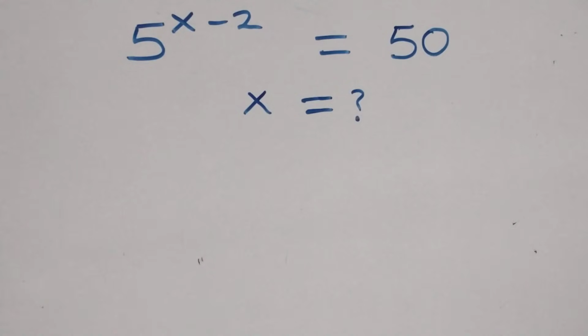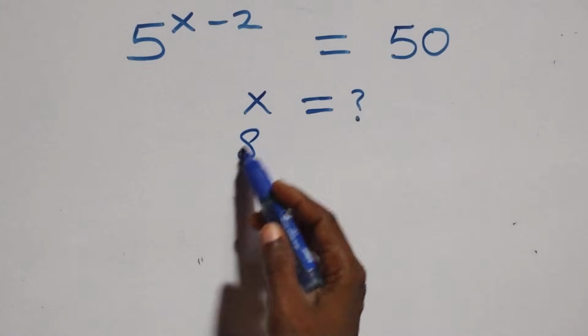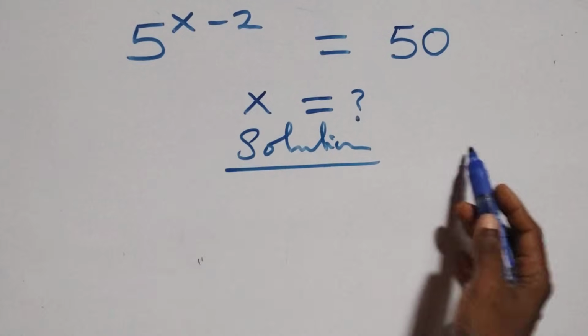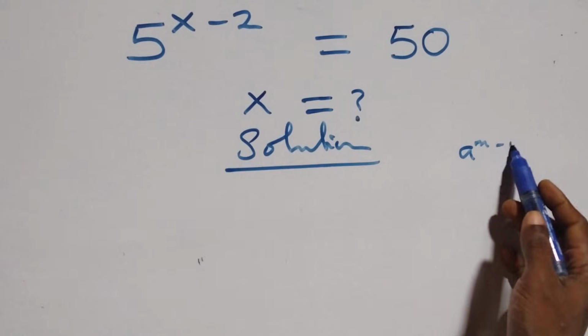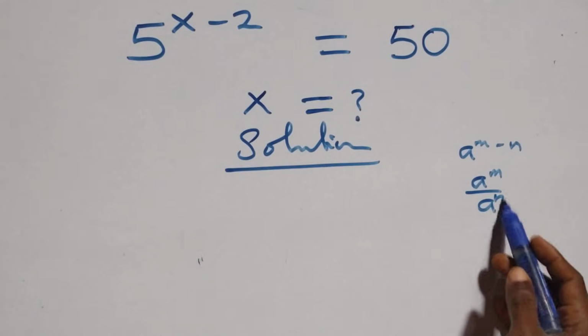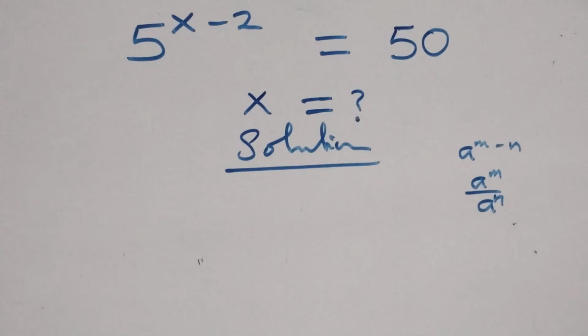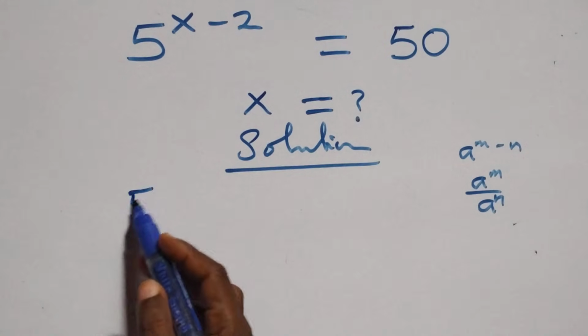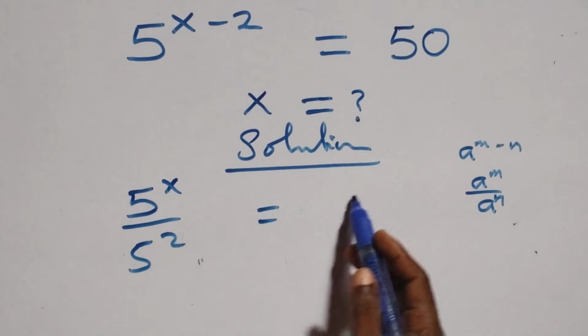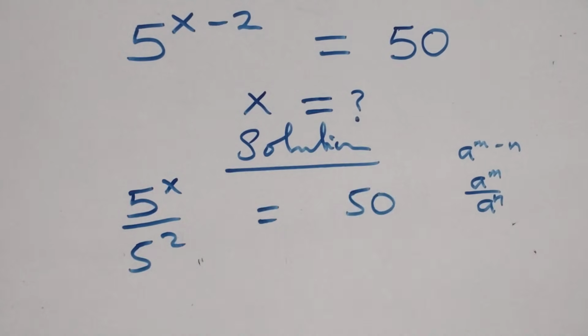Come, let's see how to solve this nice exponential equation. Solution from here. Well, what we have here follows when we have a raised to power m minus n, which is the same thing as a raised to power m over a raised to power n. That is, here this becomes 5 raised to power x over 5 squared equals 50.